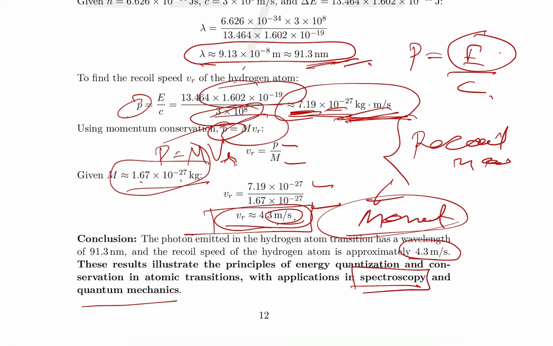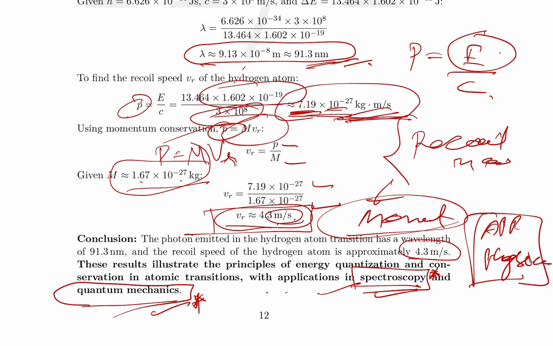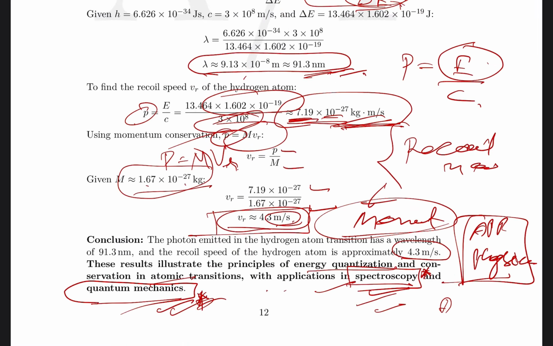So there are applications in spectroscopy and quantum mechanics. You have to write this. If you write the application part, the physical significance part, in your conclusion, then you definitely gain some extra marks. So the concept of quantization of energy in atomic transitions has applications in spectroscopy, as we will read in our atomic and molecular physics course. Okay, spectroscopy and quantum mechanics. So we are done with this question.